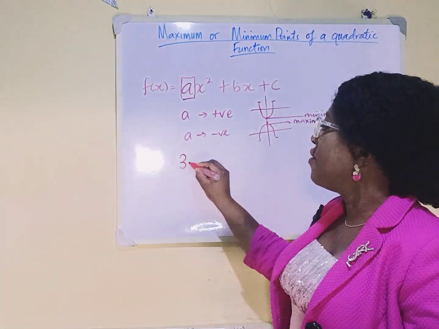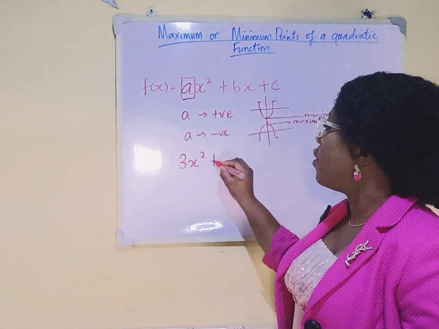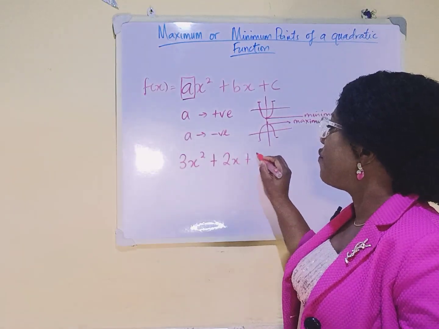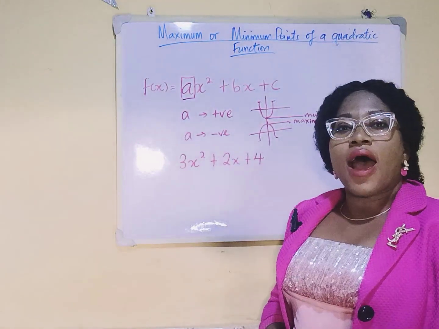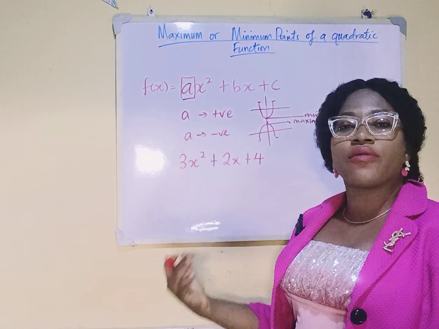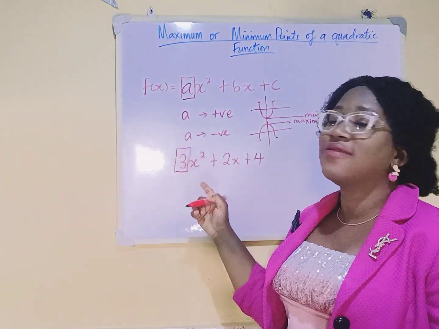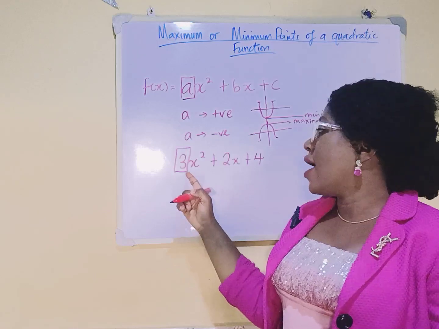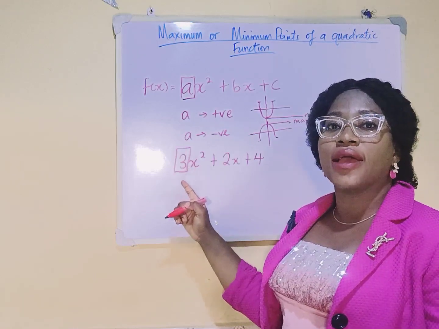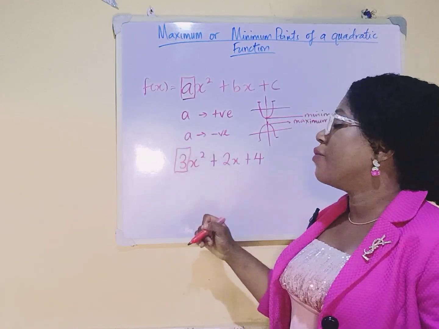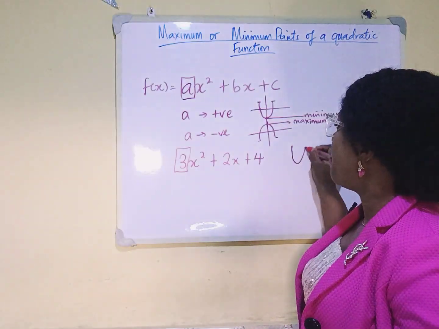So if I have 3x squared plus 2x plus 4, if I want to know how my graph will look, I just need to check what A is. A is the coefficient of x squared. I can see that my A here is positive, so I am sure that I will have an upward U.